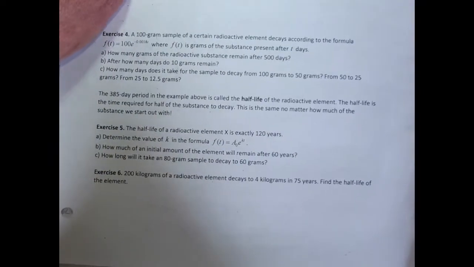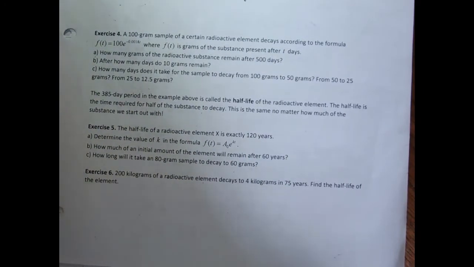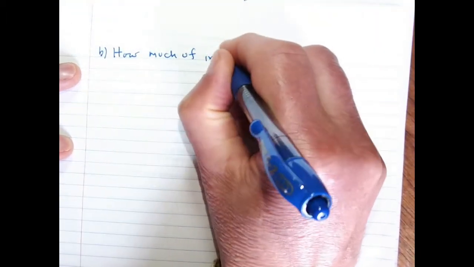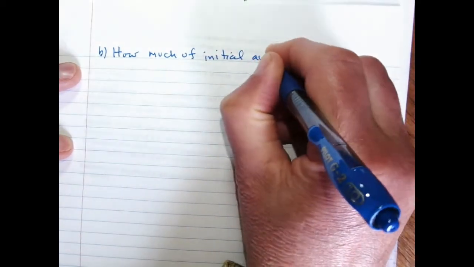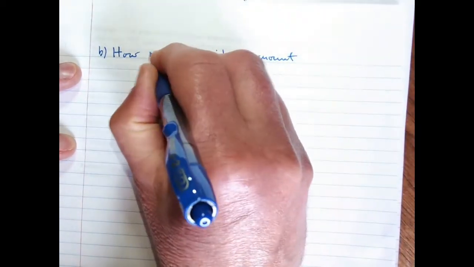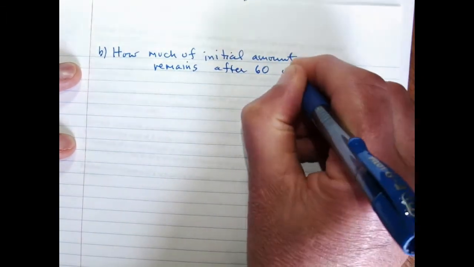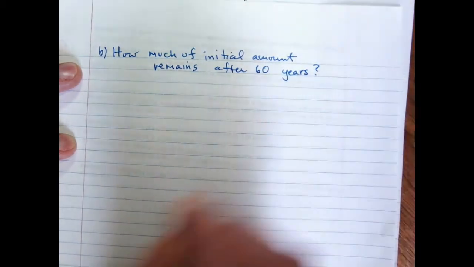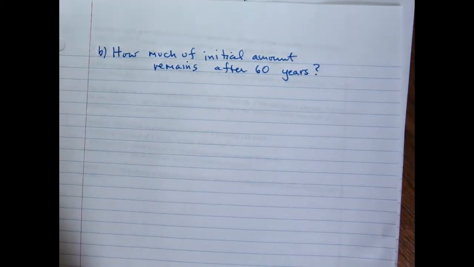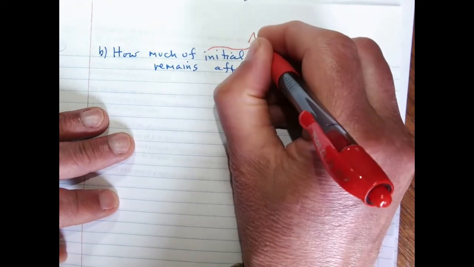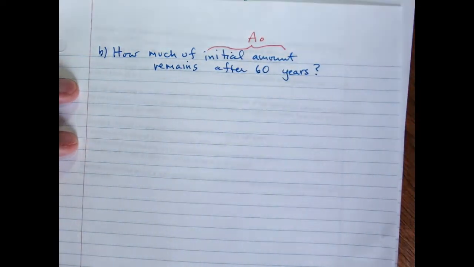How much of the initial amount will remain after 60 years? So B is how much of the initial amount remains after 60 years. Okay, well what's the initial amount? The initial amount is the a0 quantity, right?